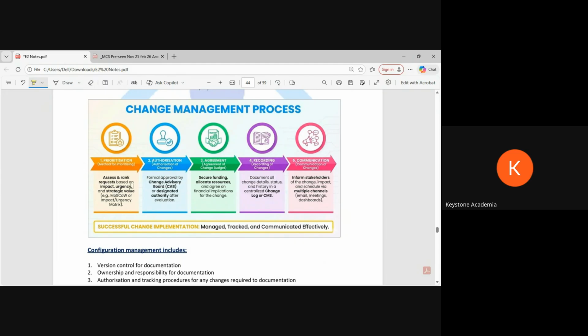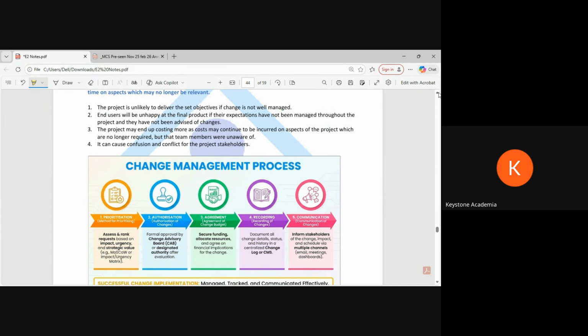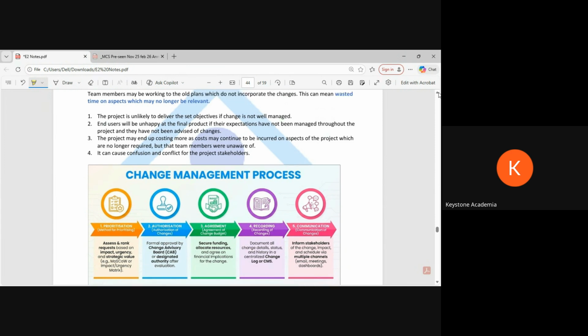Assessment and rank request based on impact and urgency, we can do. Authorization. So technically, whenever change happens, change is uncomfortable. As a normal human being, we don't like change. Even a lot of people, if they just change their bedroom, or just change the place where they eat, they'll feel uncomfortable.